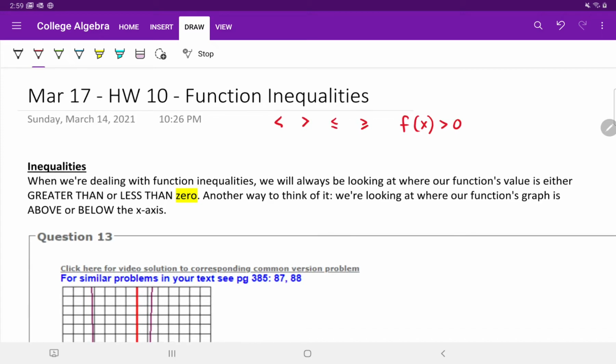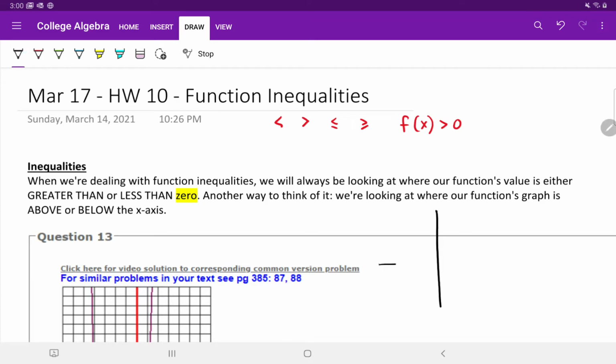So here's a little note that helps us understand conceptually what we're doing here. When we're dealing with function inequalities, we will always be looking at where our function's value is either greater than 0 or less than 0, or sometimes greater than or equal to 0, less than or equal to 0. So we're looking at where our function's graph is going to be above or below the x-axis.